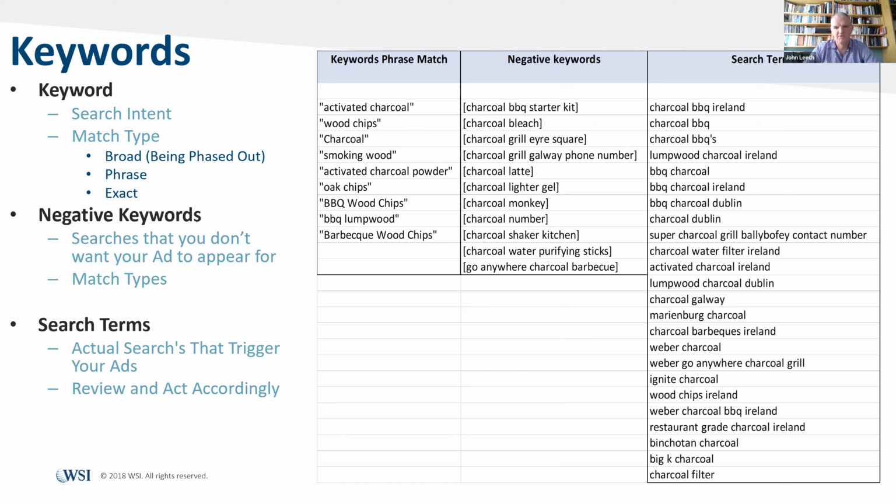And this is some of the art to trying to get this correct. You have to test some of these things in terms of how it works. But you have to be reviewing the actual terms that trigger your ads to know whether your targeting is working or not, and go back and adjust accordingly. Okay, I'm going to take a break from the charts and just go into Google AdWords for a second and have a look at that. Any questions before I do that?